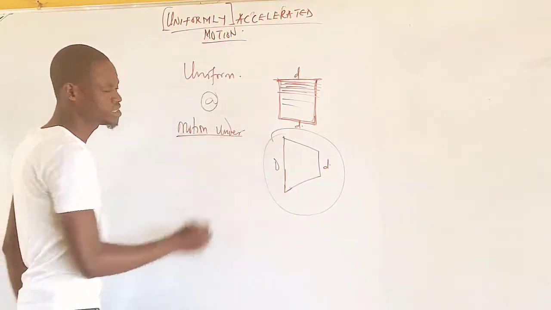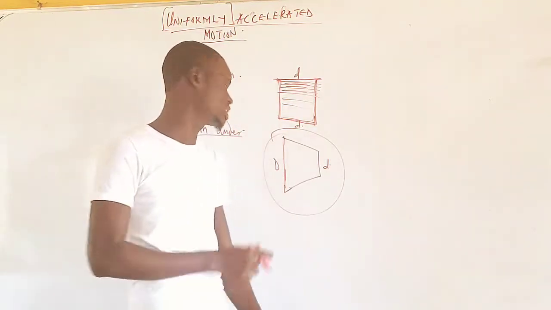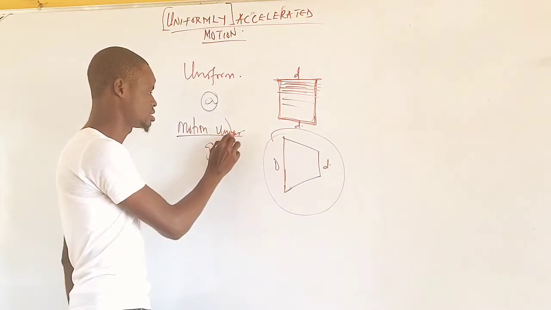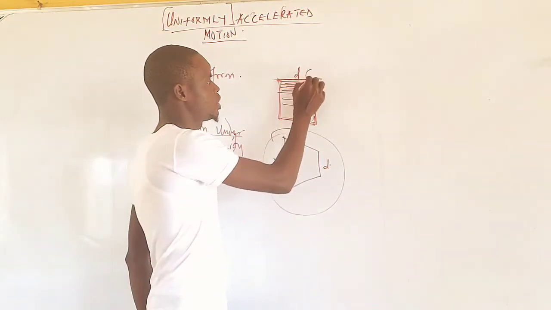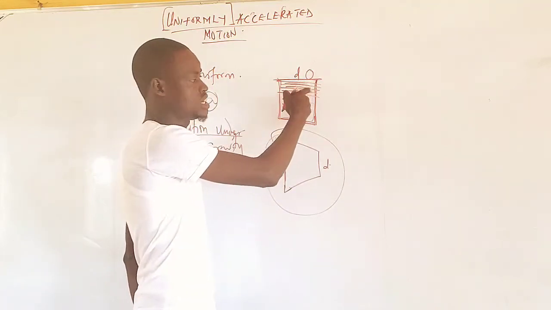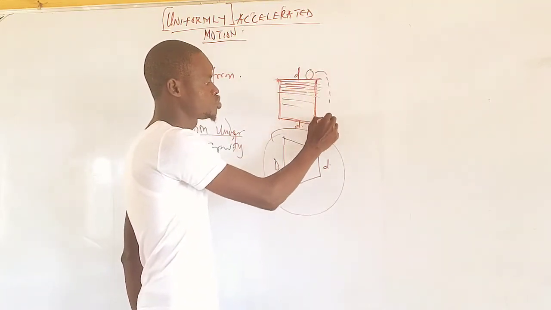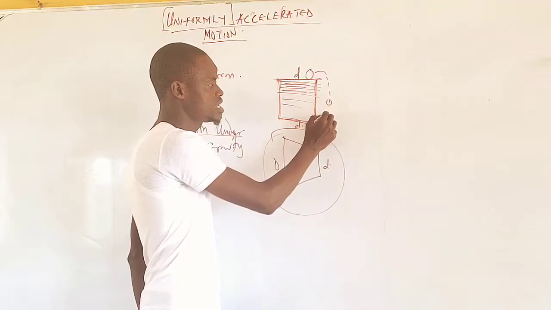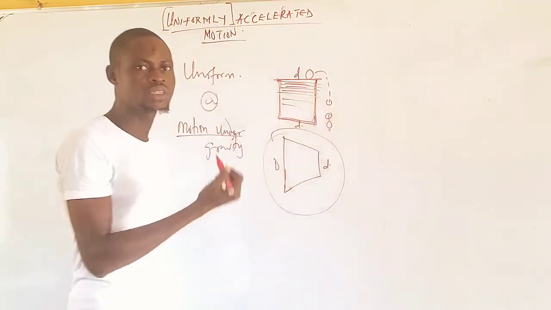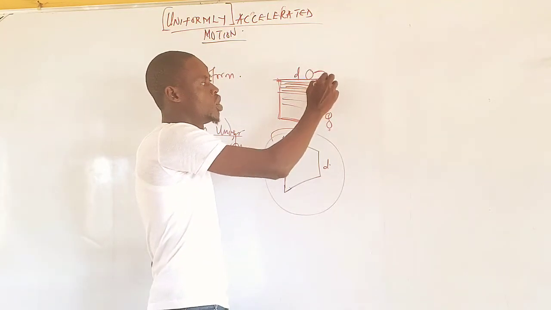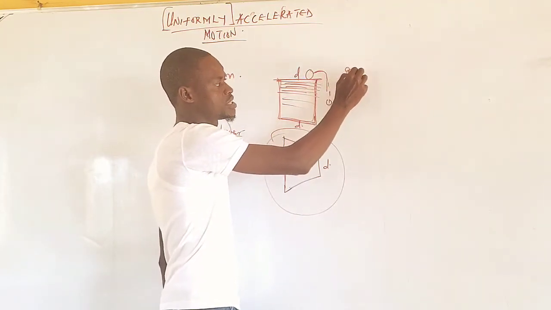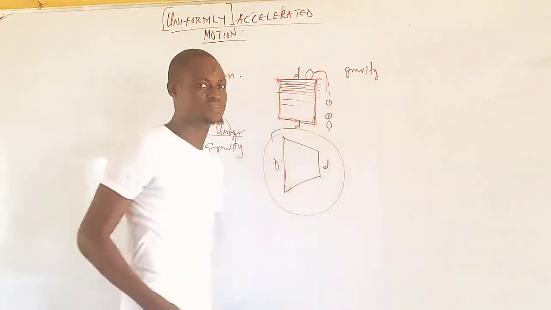Now, what do you mean by motion under gravity? Take for instance, assume I have a ball that is found on the top of this thing here. If this ball tends to drop downward, this ball will be dropping at a constant acceleration. Because the ball will be dropping down under the influence of gravity, it simply means it will be pulled down by gravity.